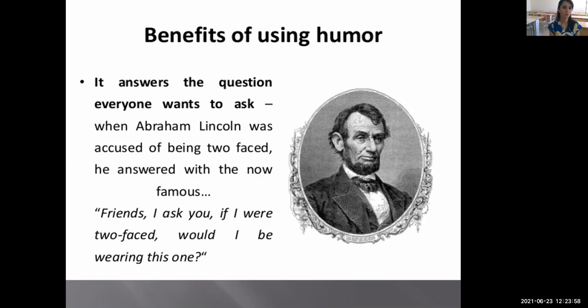When Abraham Lincoln was accused of being two-faced, he answered with a now famous line: Friends, I ask you, if I were two-faced, would I be wearing this one? It means that a humoristic approach to speech can make the speaker so famous, so touchable, with a heroic feature.